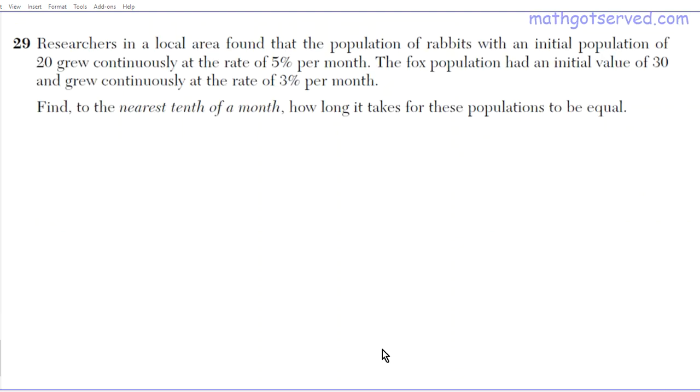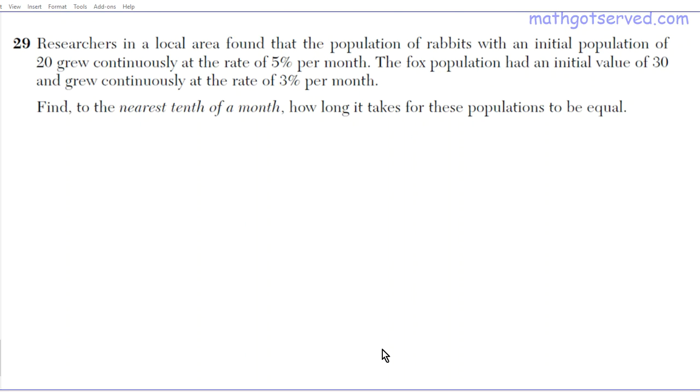Okay, let's take a look at question 29. It says, researchers in a local area found that the population of rabbits, with an initial population of 20, grew continuously at a rate of 5% per month. The fox population had an initial value of 30 and grew continuously at a rate of 3% per month. Question: find, to the nearest tenth of a month, how long it takes these populations to be equal.